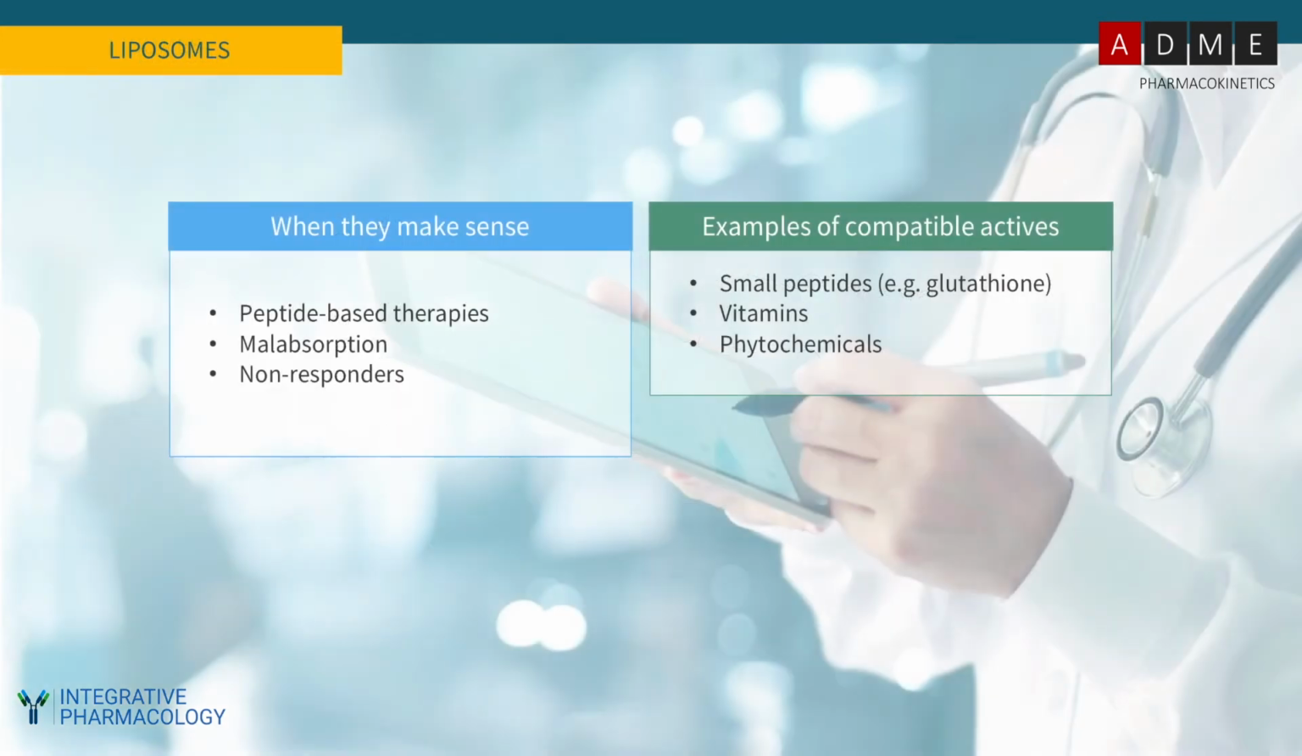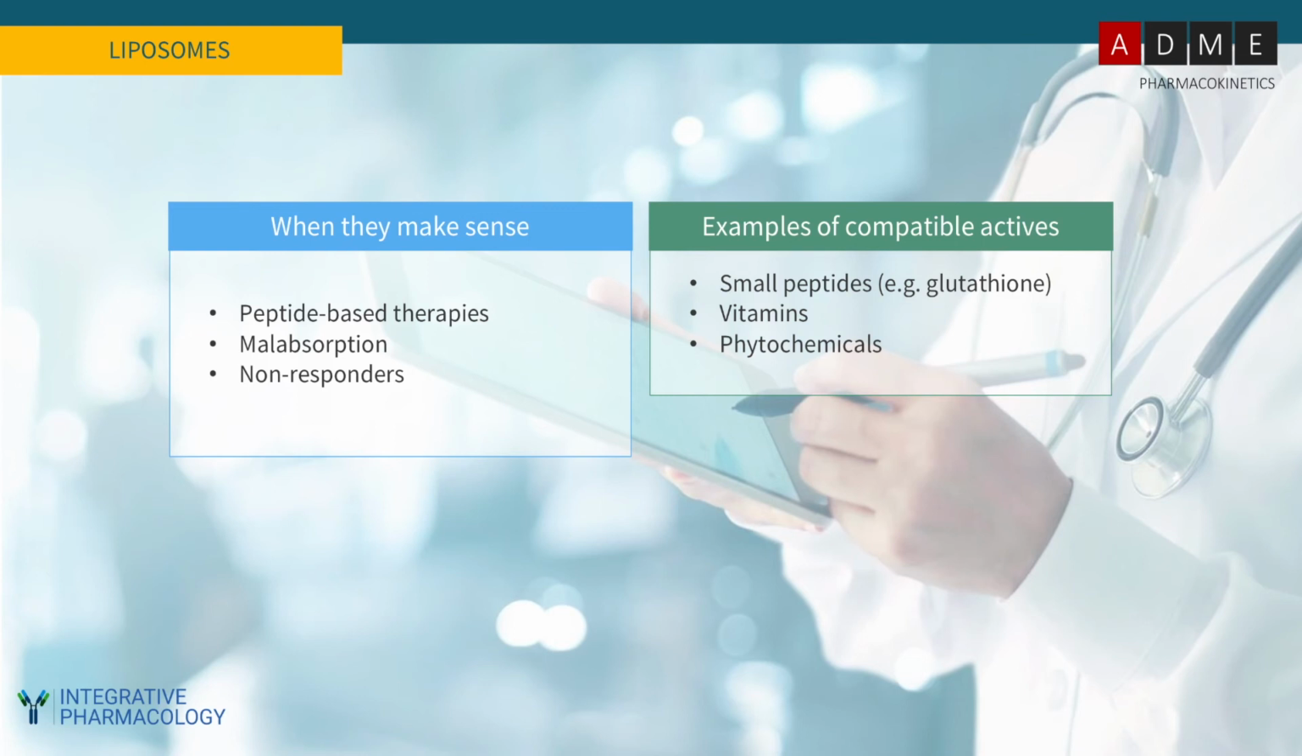So when do liposomes make sense? Anytime you are administering a peptide like glutathione, it does make sense. Glutathione is inherently problematic because it's subject to degradation by gamma-glutamyl-transferases and other enzymes in the small intestine. Malabsorption, any kind of bile insufficiency is also a good reason to consider a liposome. And anytime you have a non-responder, somebody who's tried glutathione or something before and has not responded, you might want to consider one of these advanced delivery systems.